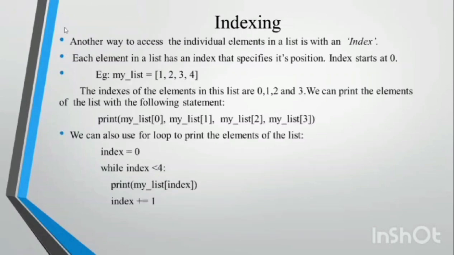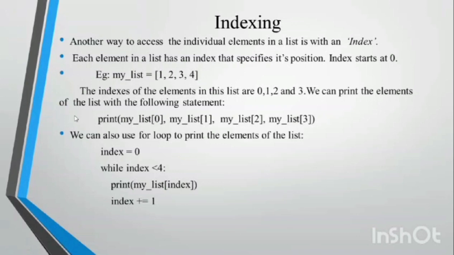Indexing. Indexing is a way to access the individual elements in a list. Each element in a list has a specific index which specifies the position of that value. Index starts with 0. For example, my list equals 1, 2, 3, 4. Here the index of the first element 1 is 0, the next element is 1, after that it is 2, and after that it will have the index 3.